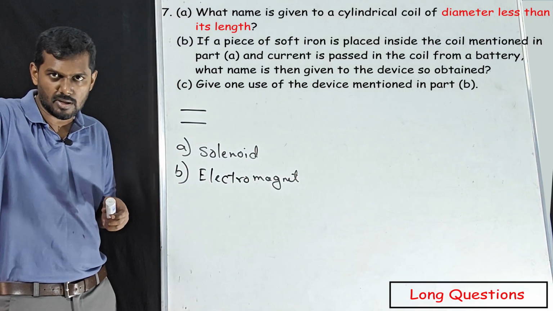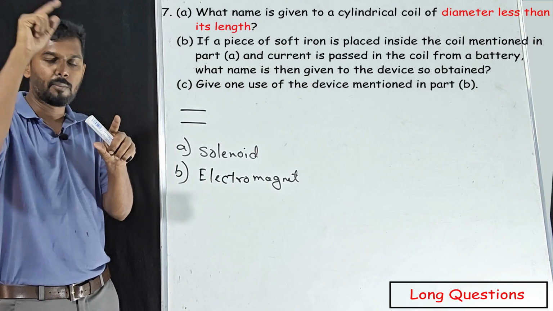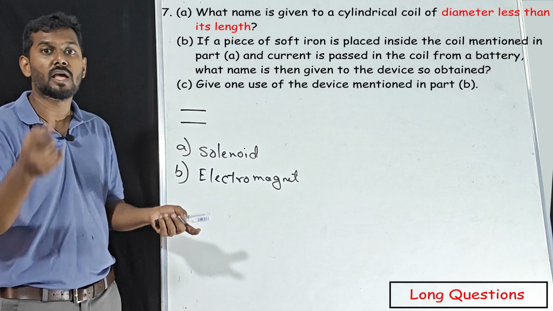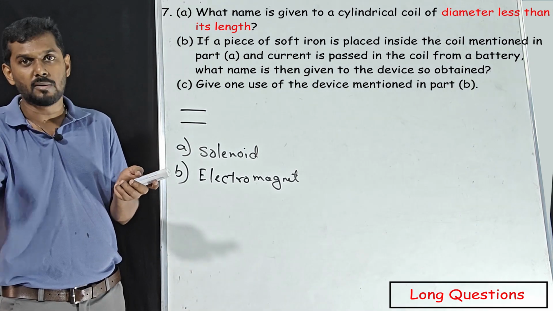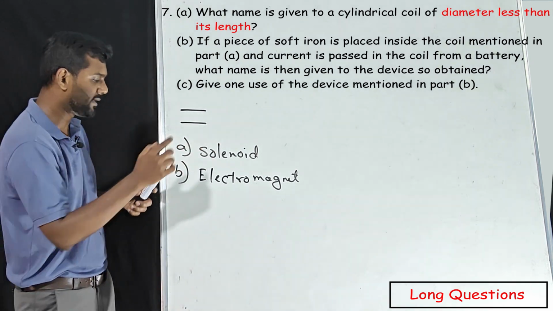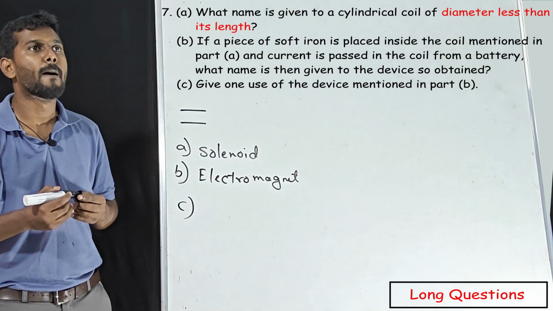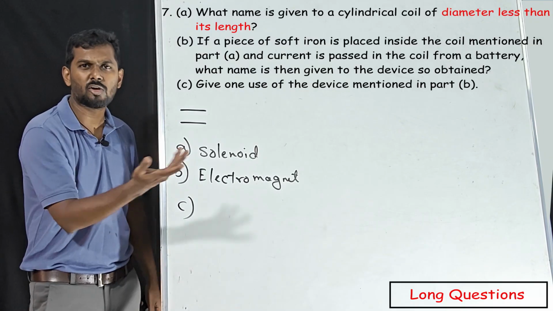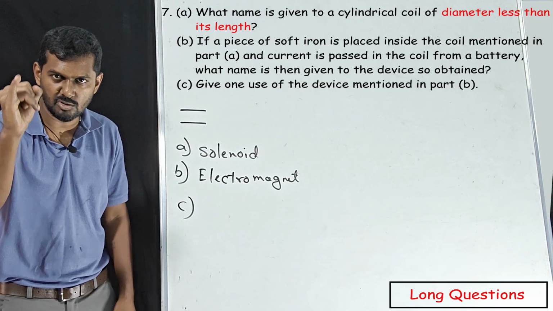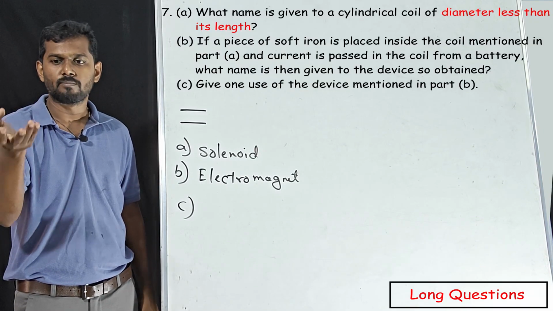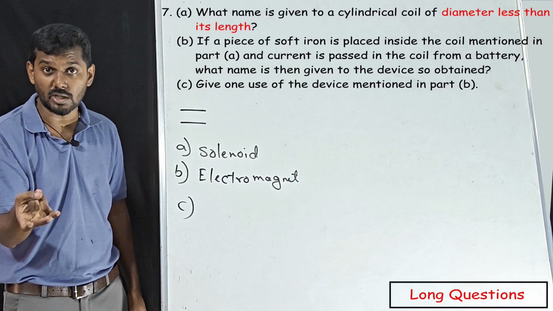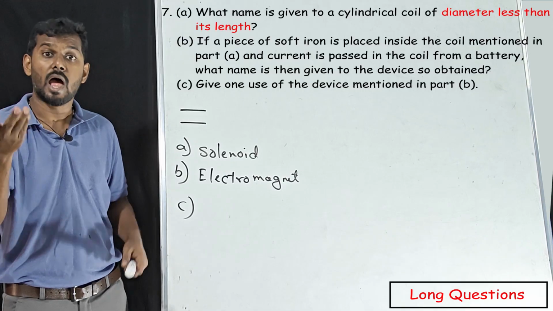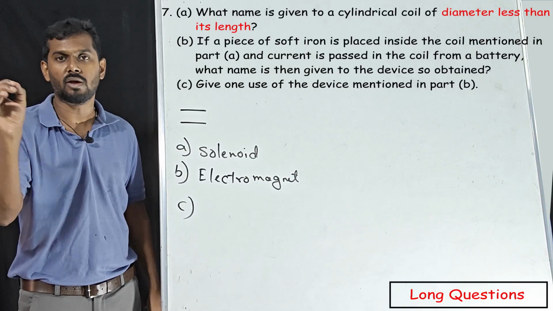Electricity is passed, soft iron is there, and because of that current the soft iron is converted into a magnet. Electricity becomes a magnet: electromagnet. Done. Then, give one use of the device mentioned by you in part B. What are the uses of electromagnets? It is used in electric bells, then electric motors, then MRI machines. There are many applications, and loudspeakers also. You can write any one of these.